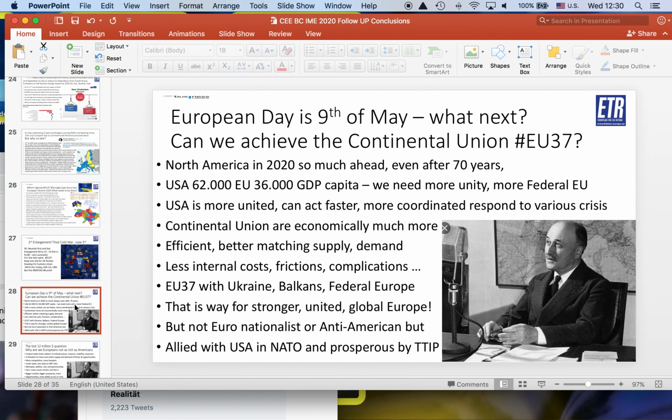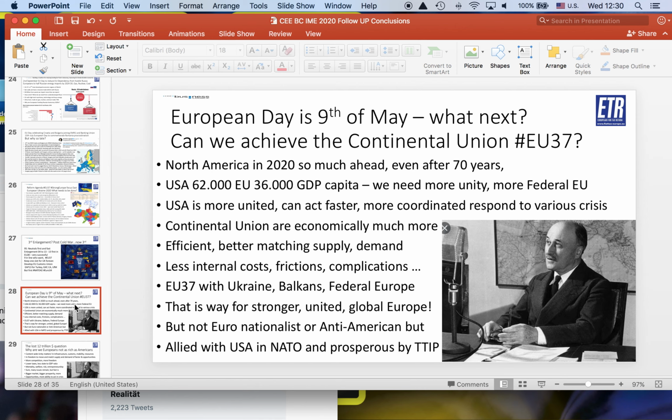Obviously, we took in 100 million new Europeans, mostly poor. But the Americans have also integrated 80 million new people. The population growth in America is tremendously bigger than in Europe. So we are still much behind. We simply have a lot of internal transaction costs because our internal market is still stuttering, not completed.